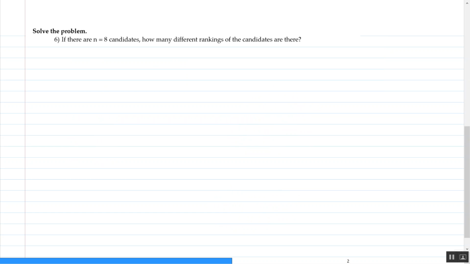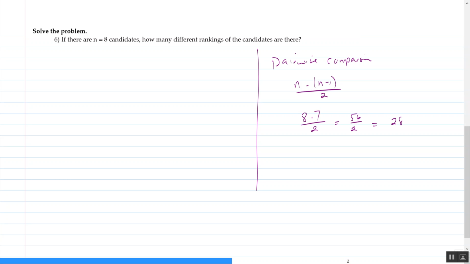If there are n equals 8 candidates, how many different rankings of the candidates are there? So let me talk about a similar problem. If we were doing a pairwise comparison, we said, hey, I've got 8 candidates. How many different ways can I pair them off together? We said there were n times n minus 1 over 2 ways. So in this case, 8 times 7 over 2. So 56 over 2, which would be 28. So there'd be 28 different pairings.